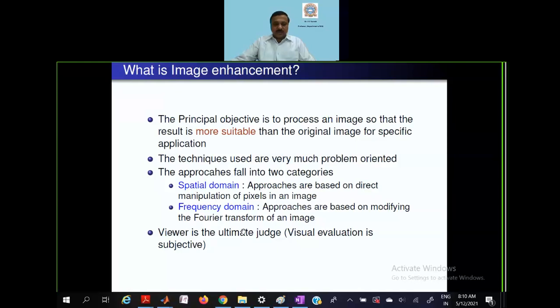Now the question is, what is image enhancement? The principal objective here is to process an image so that the result is more suitable than the original image for a specific application.